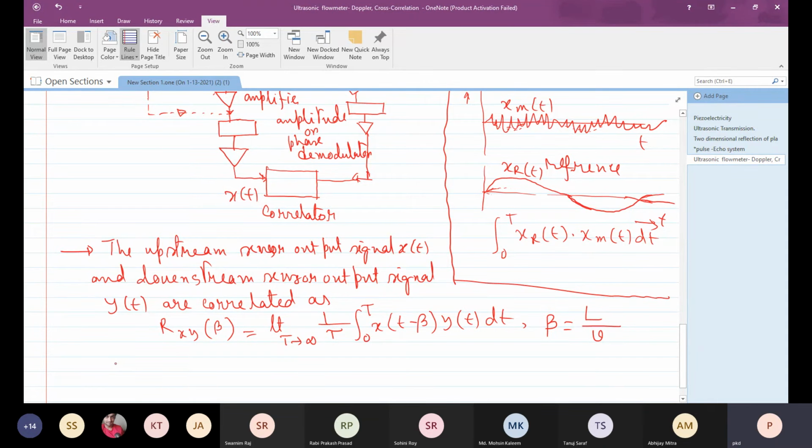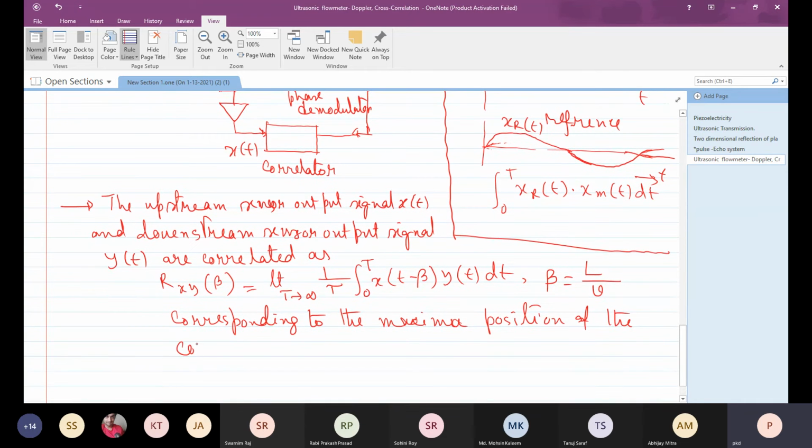So this will be maximum between this, as a maximum at beta equal to L by V, corresponding to the peak or maxima position of the cross correlated output.